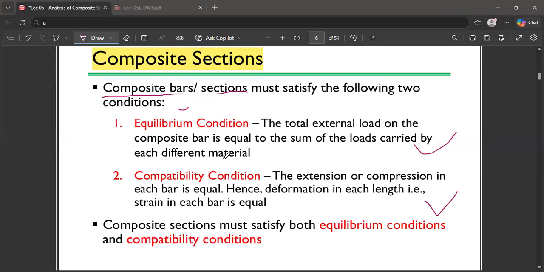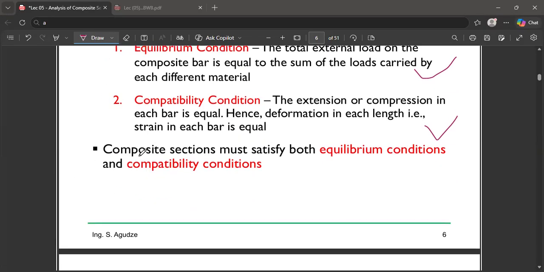The compatibility condition is saying that the extension, that is the change in length, or compression in each bar is equal, because they are held together. Hence the deformation in length, that is the strain in each bar, is always equal. So if you are using, let's say, aluminum and copper, the change in length in copper is going to be equal to the change in length in aluminum, and vice versa.